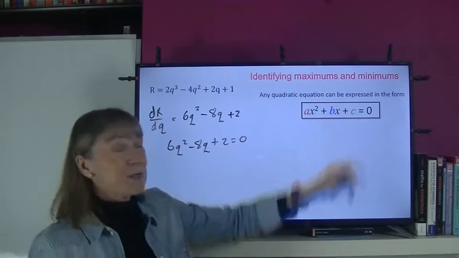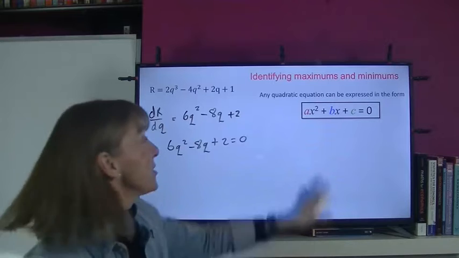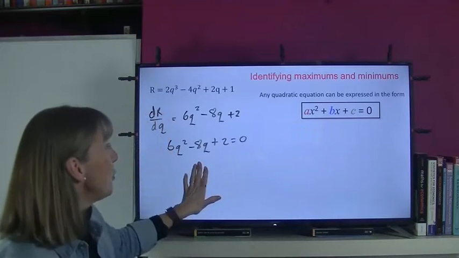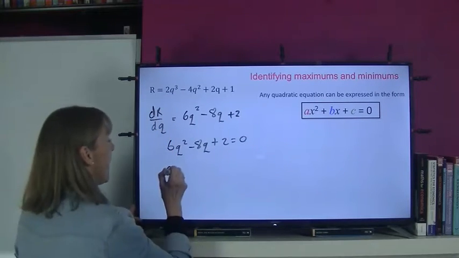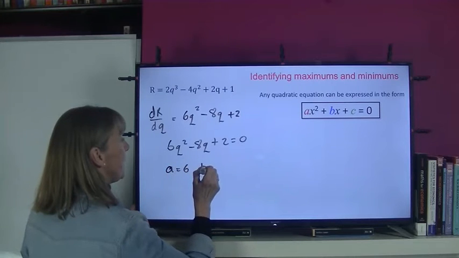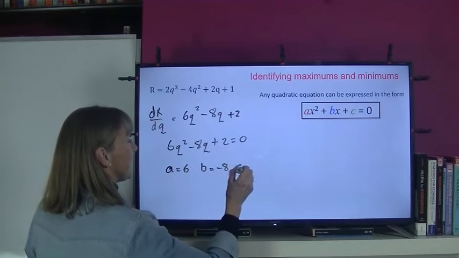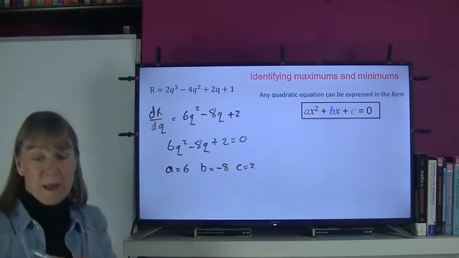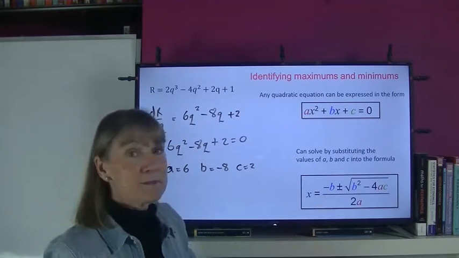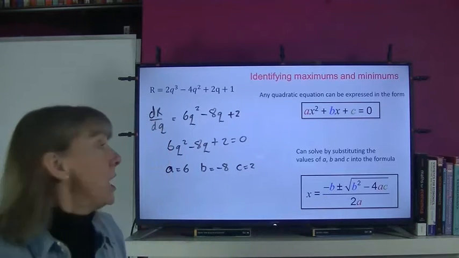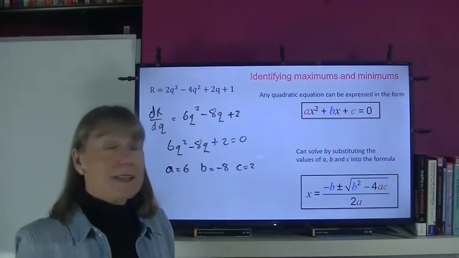So any quadratic can be expressed in this form. So let's just think about that in this form, and it's sort of in the right order, isn't it? So we can read and say that a equals 6, b equals -8, c equals 2. Now, we can either substitute this into the quadratic formula, or we can use a calculator. I'm going to use an online calculator, actually.